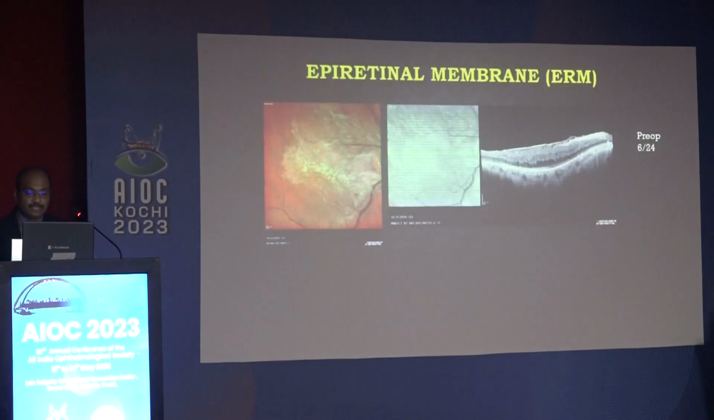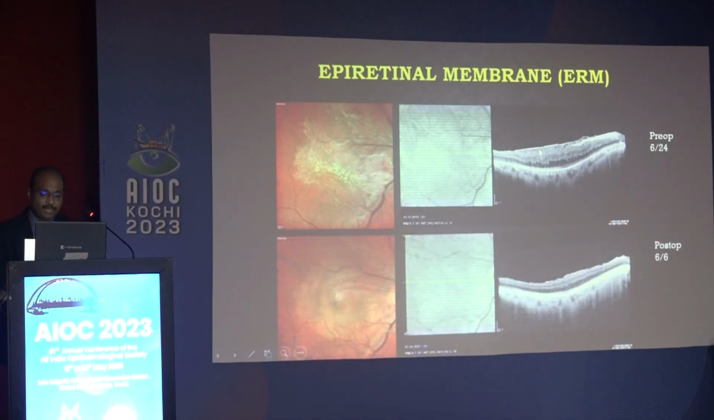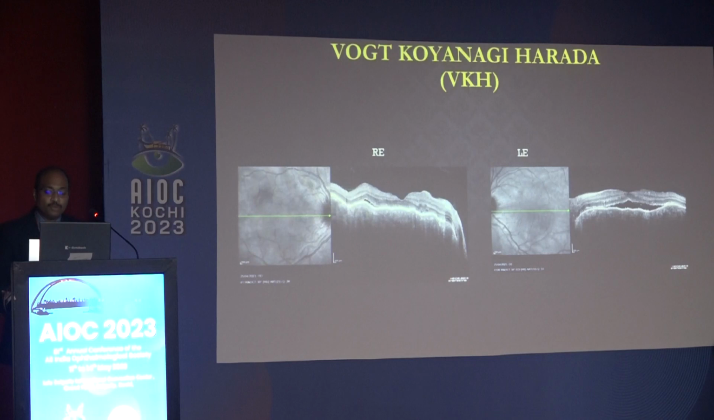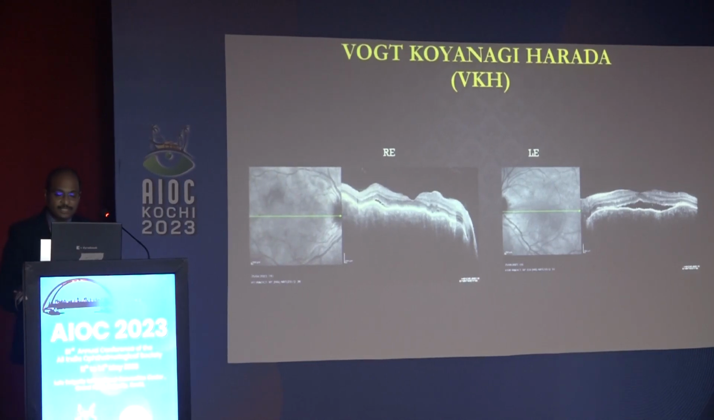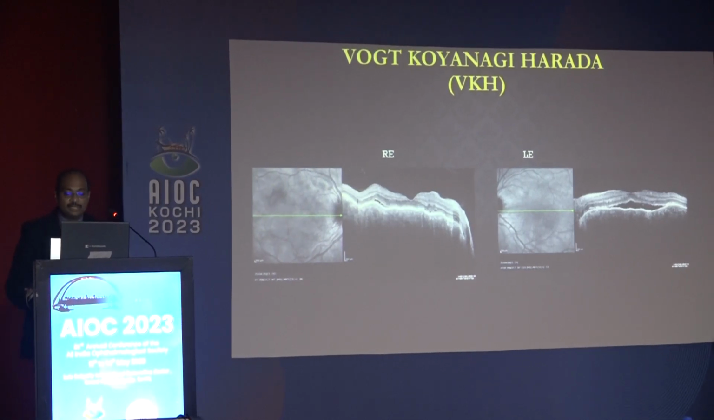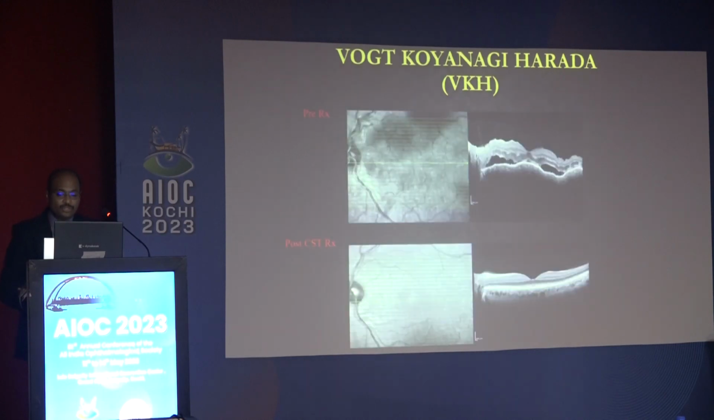Just to show you an interesting case, an epiretinal membrane sitting on top like a cap, and resolution post-surgery. Inflammation, Vogt-Koyanagi-Harada, which Bala talked about. You can see the corrugated choroid. This is important. When you see a corrugated choroid, you know something is happening from the choroid, and in the other eye you can see subretinal fluid also. And with just steroids, you can see the improvement, the anatomical restoration.